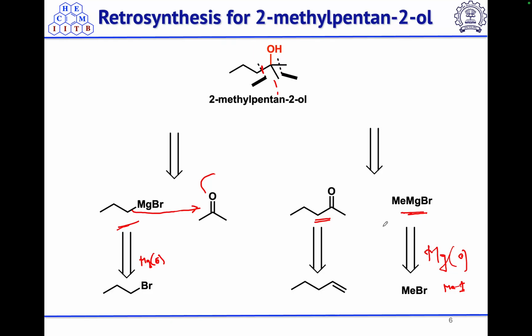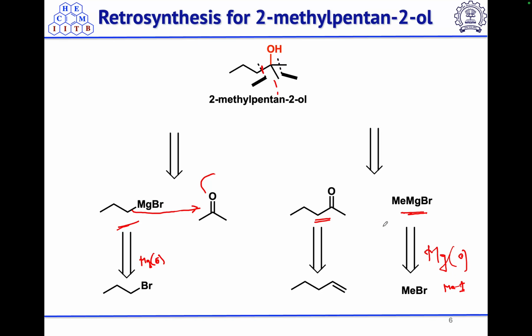If you think about reactivity, methyl iodide is more reactive. You will get the Grignard reagent from both methyl bromide as well as methyl iodide, but with methyl iodide you will get it very fast. So that is the difference.